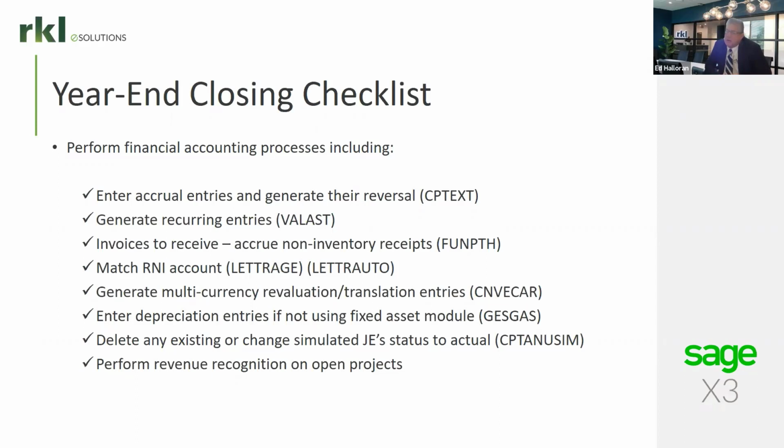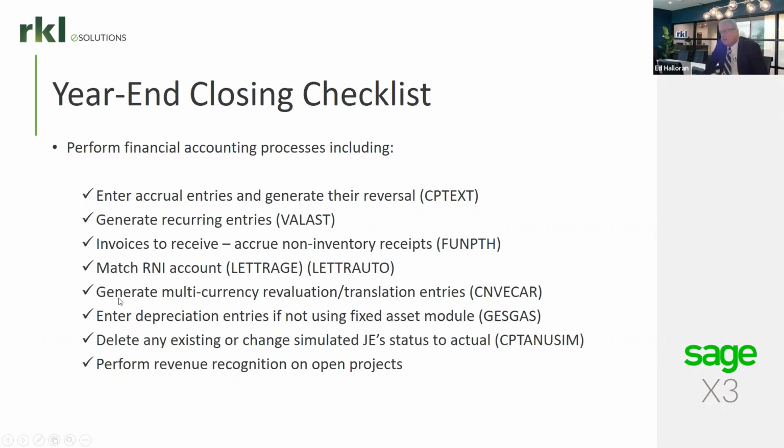You'll want to match your R&I account, and you can either do that manually, one at a time, or you can run the automatic process, which is the second function here. You can actually access the automatic process from the manual process. We usually set that up so that it matches based upon the purchase order and line number of the purchase order, so that all the receipts and all the invoices match using the purchase order and line number field, which I think is in the free reference field. So if you're not using automatic matching, we can help you set that up.